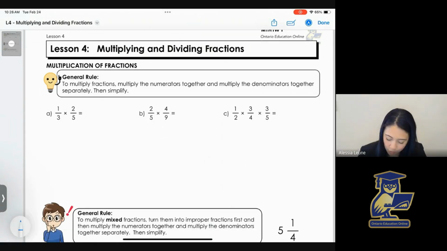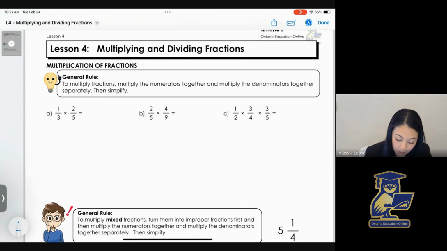So let's get started. When we go to multiply and divide fractions, the first general rule is to multiply fractions, you're going to multiply the numerators together and multiply the denominators together separately, and then simplify. So in a basic question like here, A, you have 1 over 3 times 2 over 5. That's a basic fraction times fraction. So the rule is simple.